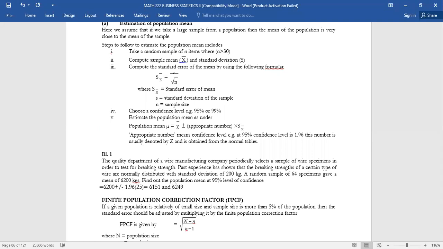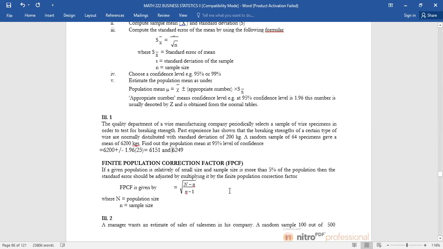Then we have a situation where the population is relatively small. Now we've assumed that this is a large sample. So where the population is relatively small, the sample size will also be smaller, and it could even go below the 5%, which we are calling our limit for the large sample. So if this is the case, we have what we call the finite population correction factor, FPCF. This is normally an adjuster, so we are going to adjust our sample size using this factor.